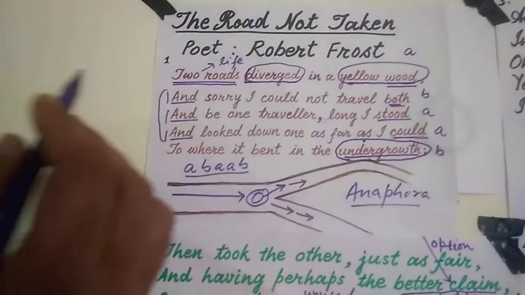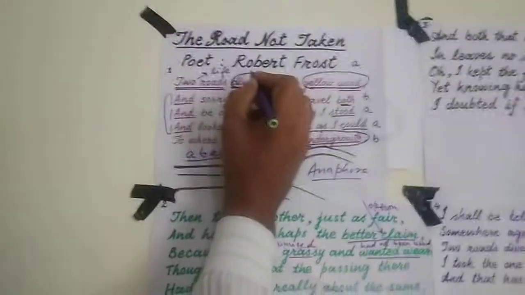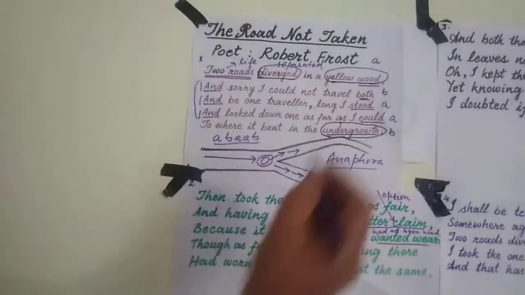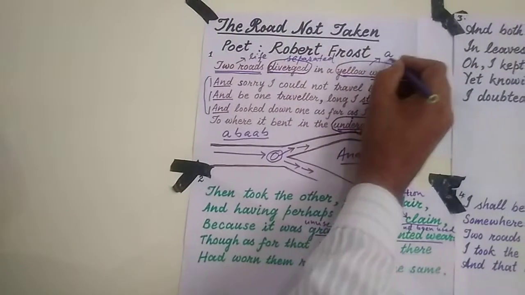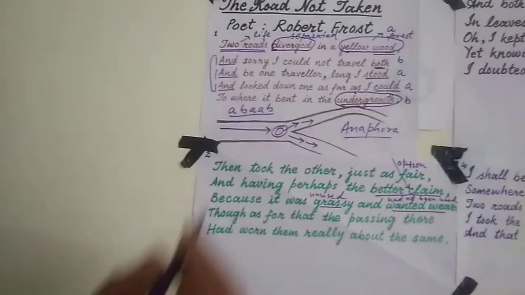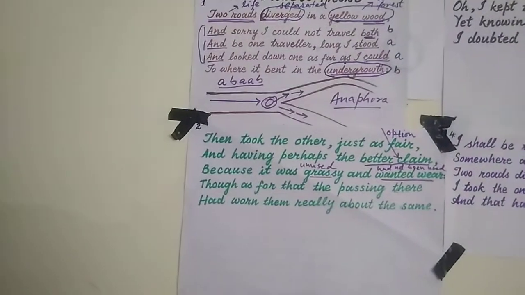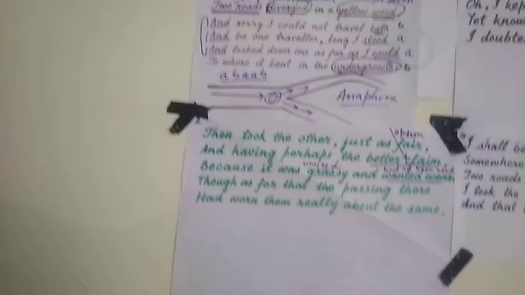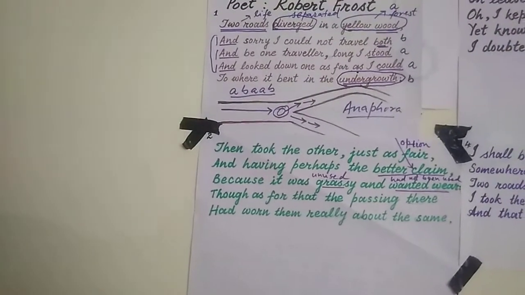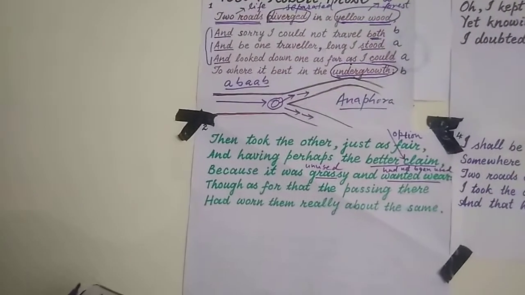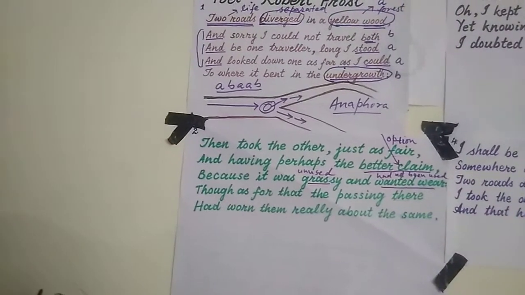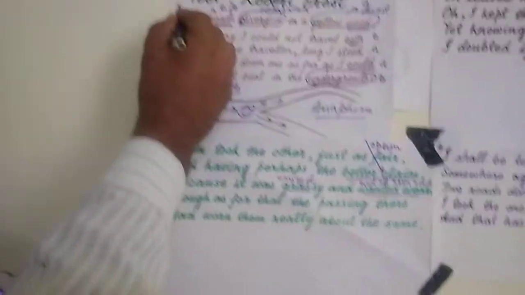Now we shall see word meanings. Diverged means here separated, or took different directions. Yellow wood means forest. Here yellow wood also gives some indication about the season, that is the autumn season, because in autumn we find that leaves become pale and start withering. The word undergrowth means dense growth of trees or bushes. So now let's see the explanation of the first stanza.